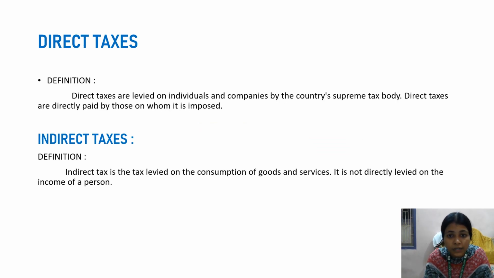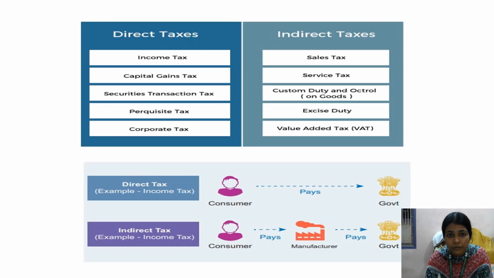Definition of direct tax: it is imposed on individuals and companies by the country's supreme tax body. Direct taxes are paid directly by those on whom they are imposed. Indirect tax is tax levied on the consumption of goods and services. It is not directly levied on the income of a person. Here are some examples of direct and indirect tax. For direct tax, for example, income tax, a consumer pays directly to the government. For indirect tax, the consumer pays to manufacturers, and manufacturers pay to the government.